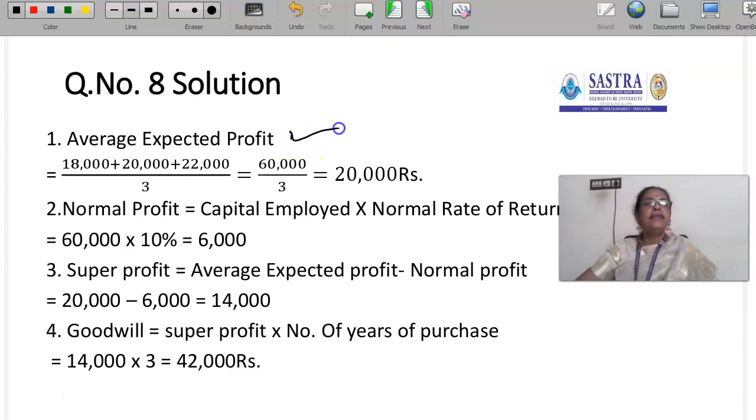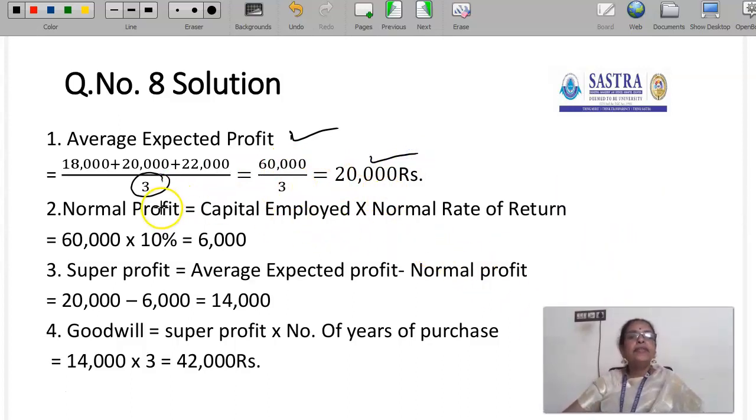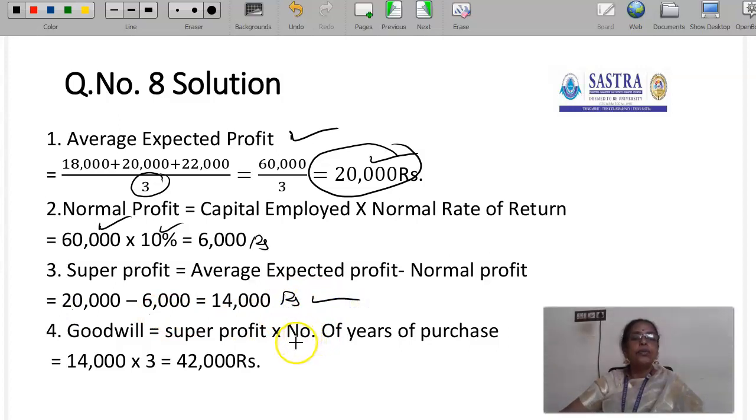First we have to calculate the average expected profit. 18,000 plus 20,000 plus 22,000 divided by 3. So 60,000 divided by 3, 20,000 rupees is the average expected profit. Normal profit is capital employed into normal rate of return. Capital employed is 60,000, normal rate of return is 10%. So 6,000 is the normal profit. Super profit is equal to average expected profit minus normal profit. Average expected profit is 20,000, normal profit is 6,000. So 20,000 minus 6,000, 14,000 rupees is the super profit.